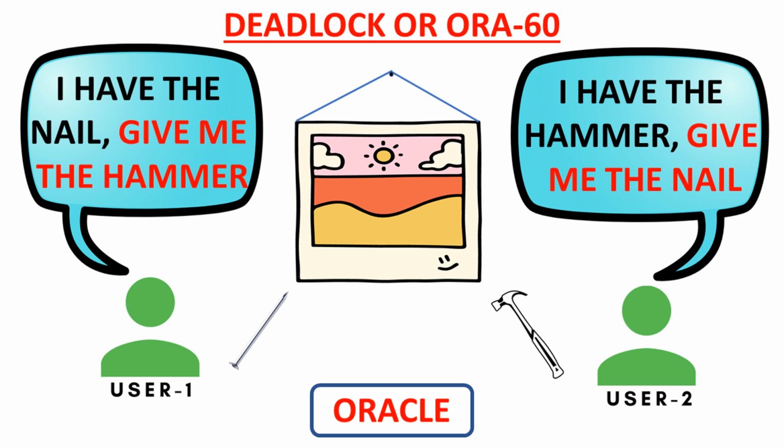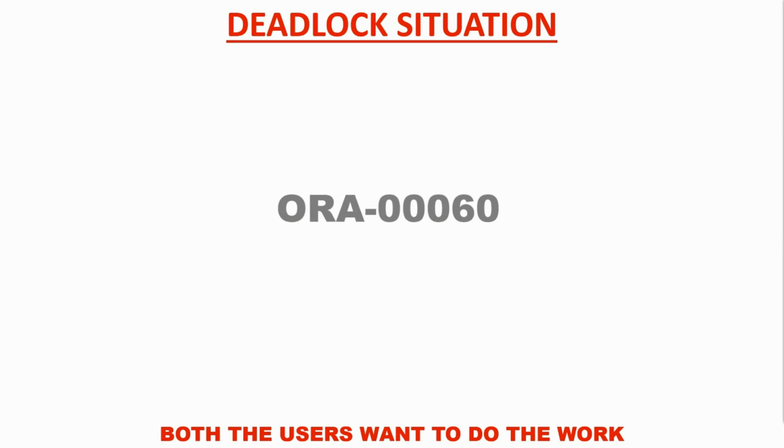In this tutorial, we are going to learn about Oracle Deadlocks, which is often misinterpreted as normal Oracle locks or blocking locks. So, what is a deadlock or ORA-60? A deadlock is a situation where two sessions are waiting on each other to release a lock on a common resource. Just imagine a real-life situation with two users.